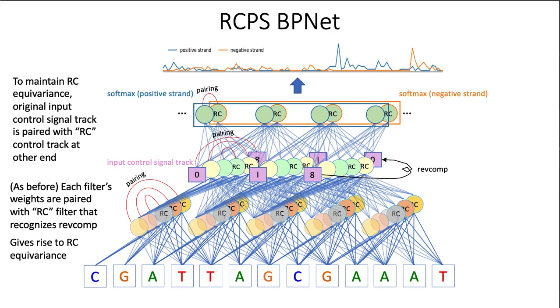And as before, a softmax is applied to each strand in order to get the final signal profile shape predictions. This setup maintains the reverse complement equivariance throughout the network.